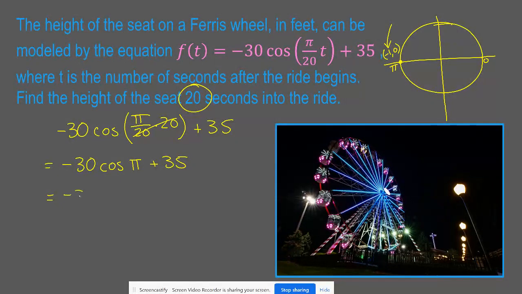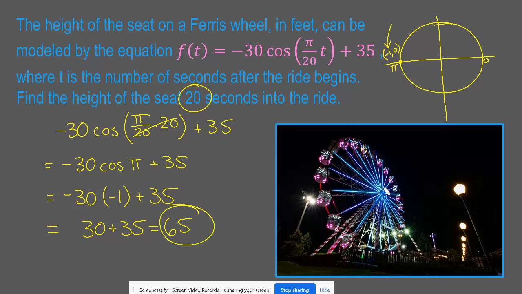So I'm going to have negative 30 times cosine of pi, which is negative 1, plus 35. And when I work out this expression here, the negative 30 times negative 1 becomes positive 30 plus 35. And I find that after 20 seconds, I am at 65 feet. So I'm actually at my maximum height. So keep that in mind. These are functions. You can, like any other function, plug in something for the variable and work it out. And in the case of a word problem, it should tell you something meaningful about the situation. In this case, how high up you are after a certain amount of time.